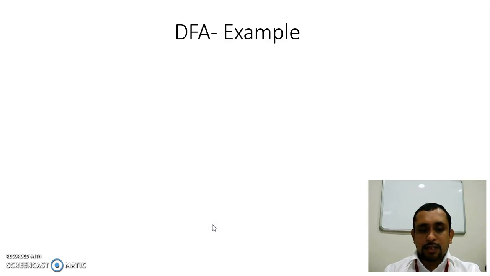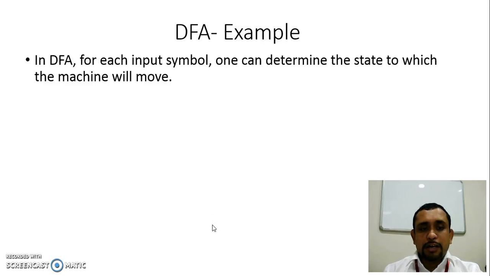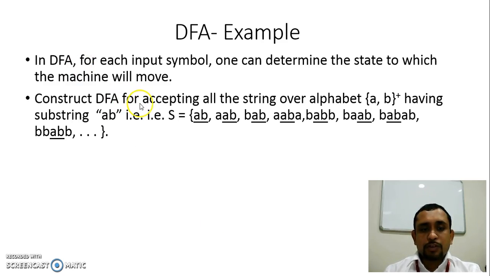Let's try to see another example. Construct a DFA for accepting all strings over alphabet A comma B. We are using the same alphabet again here, having substring AB. Now what does it mean? Your string may start with A, may start with B, and it may end with A or B, but it must have a substring AB.